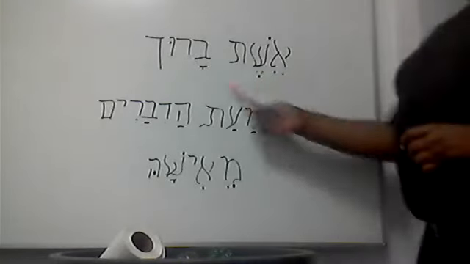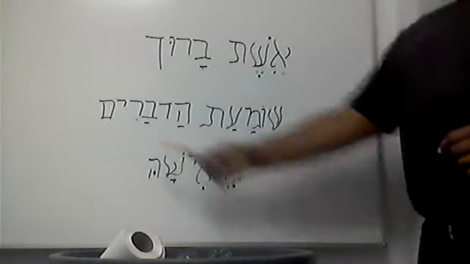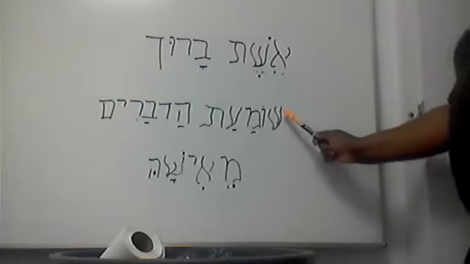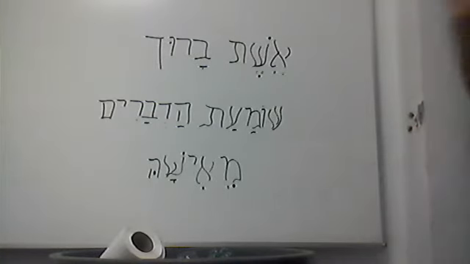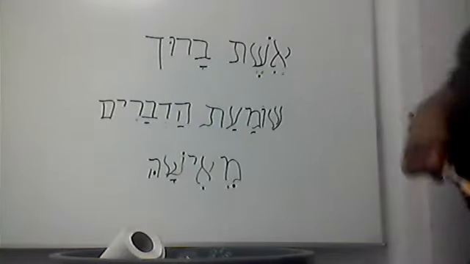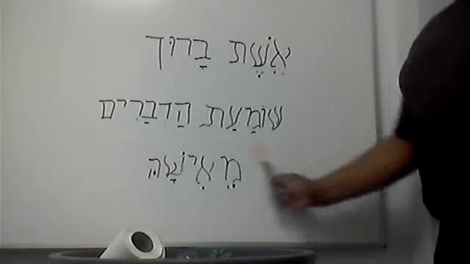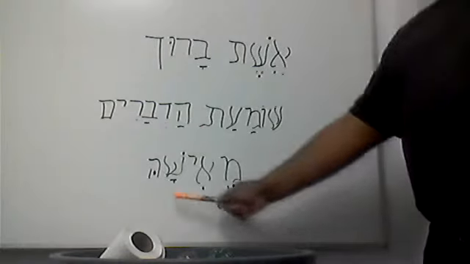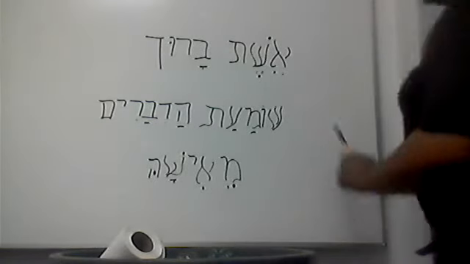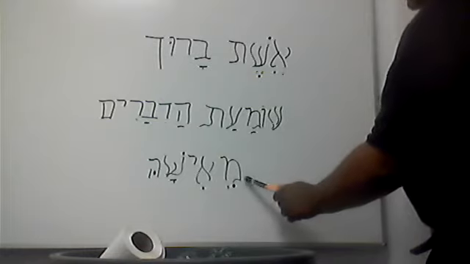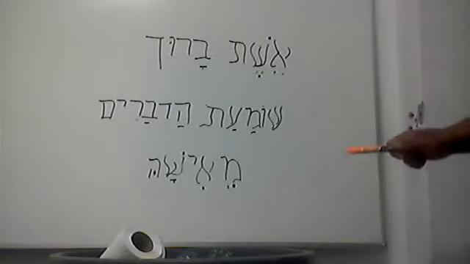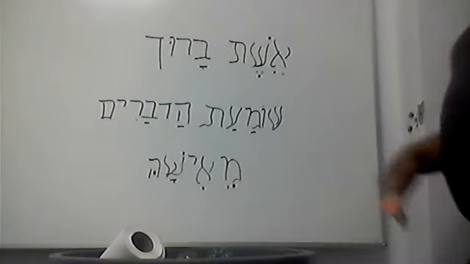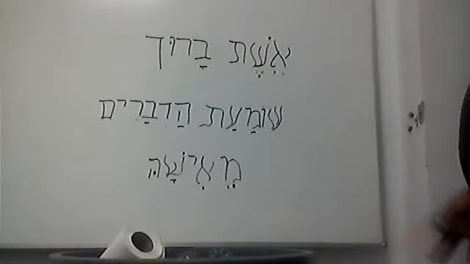Let's move on. Eshet Baruch, Shoma'at Hadbarim Me'isha. Baruch's wife. Shoma'at, from the root word Shin, Mem, Ayin, Shama, to hear or to obey. Shoma'at, the present tense. Is listening, is hearing. Hadbarim, the words. Me'isha. As we went over in lesson number 15, this mem signifies, brothers and sisters, an aspect of a prefix. Me means from, like Me'eretz Mitzrayim, from the land of Egypt. Me'beit Avadim, from the house of bondage.